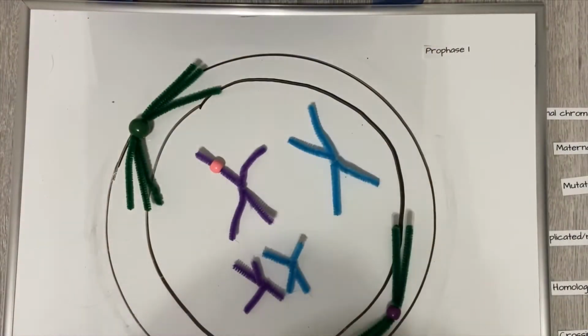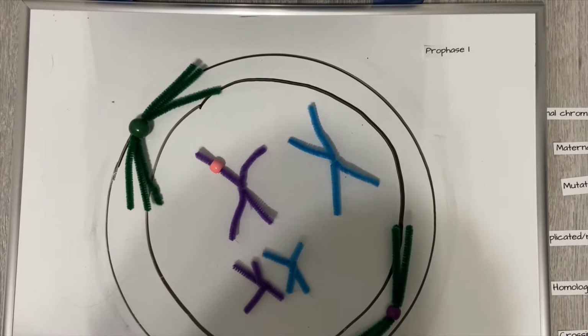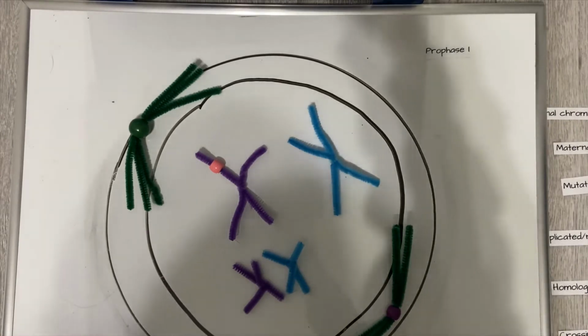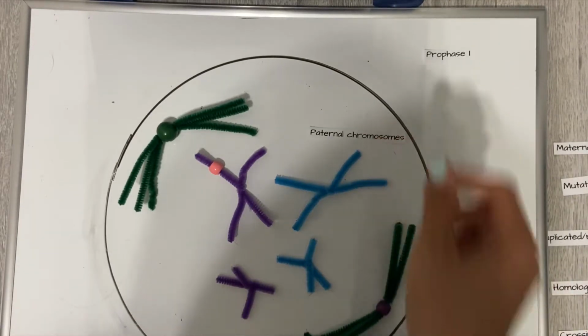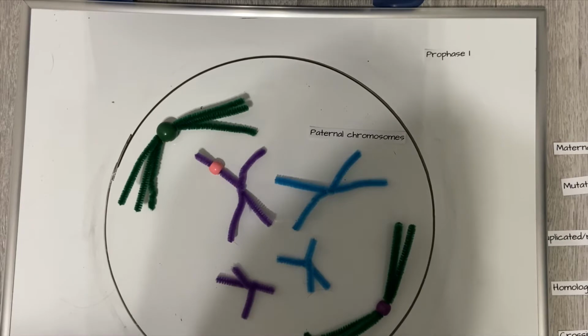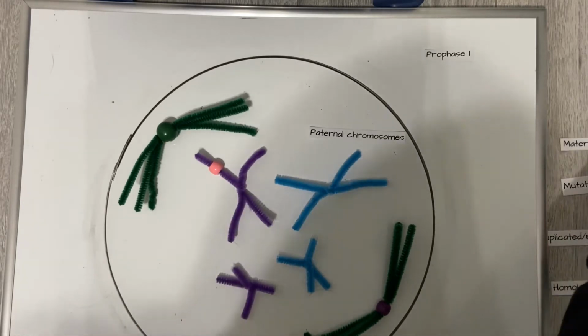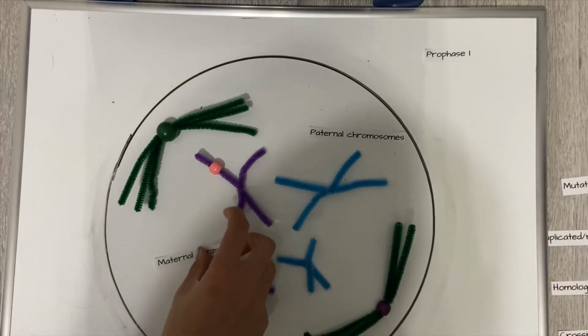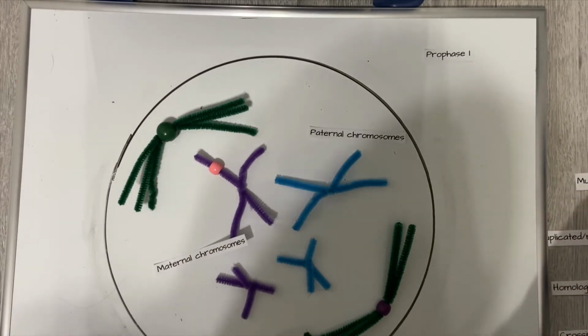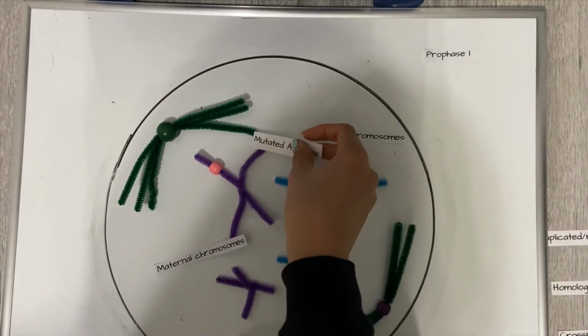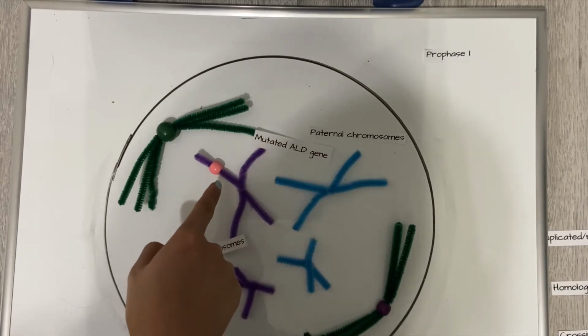In prophase 1, the chromosomes are still being condensed and getting packaged, and the nuclear membrane disappears. The blue chromosomes represent the paternal chromosomes, which are from Mr. Adone, and the purple chromosomes represent the maternal chromosomes, which are from Mrs. Adone. However, Mrs. Adone carries a mutated AOD gene on one of her chromosomes, as represented by this bead.